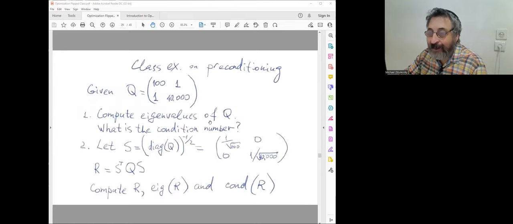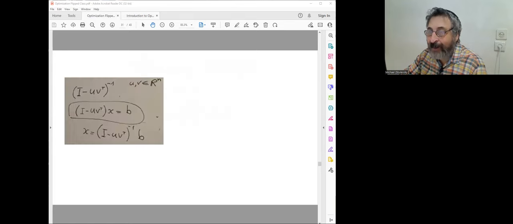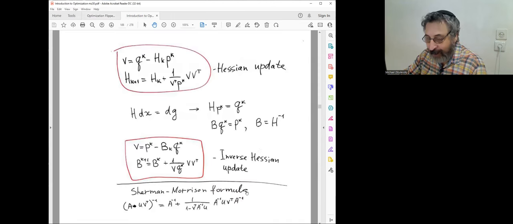Okay, so this was our homework, and we are back to our slides. So we proved this formula when A is identity. Any idea how, using this formula for the identity matrix A, we can get this general formula?